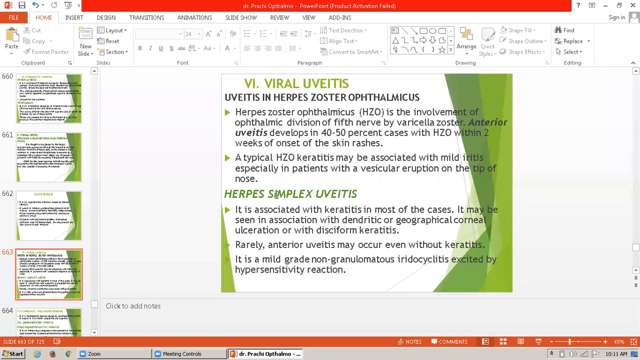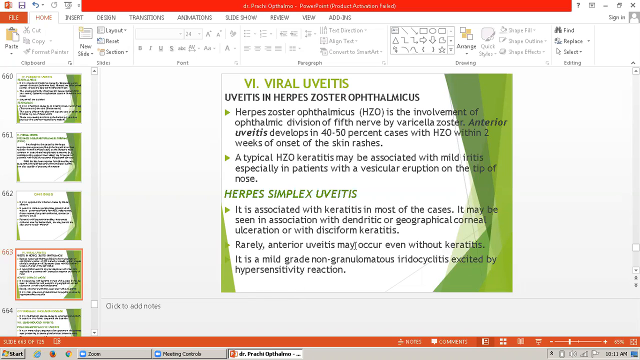Then herpes simplex. It is associated with keratitis in most of the cases. It may be seen in association with dendritic or geographical corneal ulceration or with disciform keratitis. Rarely, anterior uveitis may occur even without keratitis, and it is a mild grade non-granulomatous iridocyclitis which is excited by the hypersensitivity reaction.